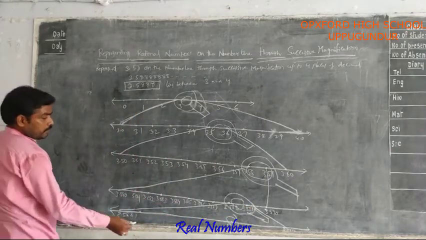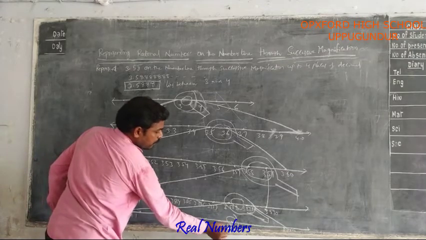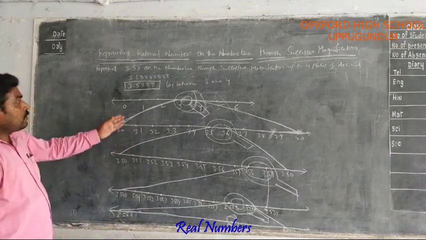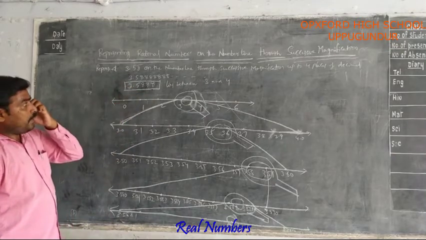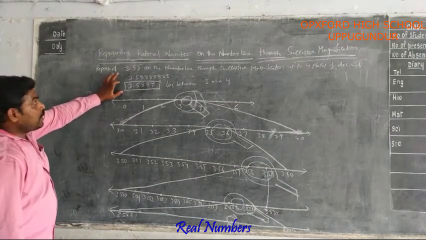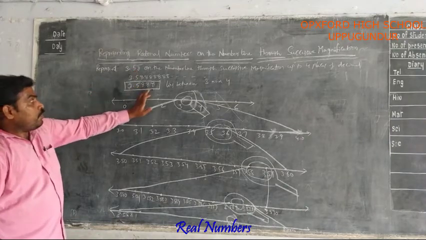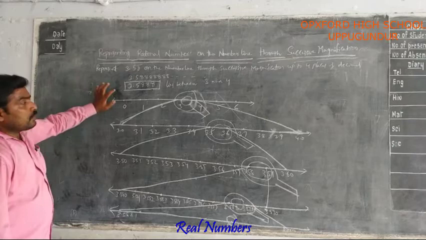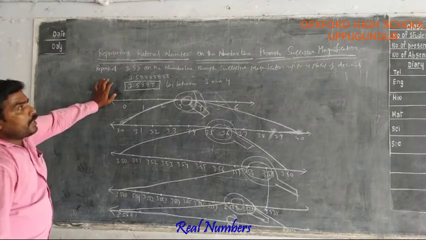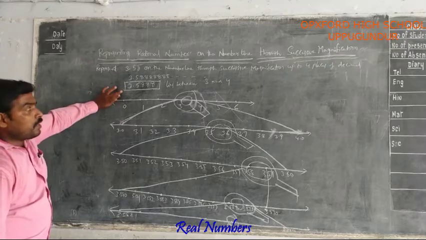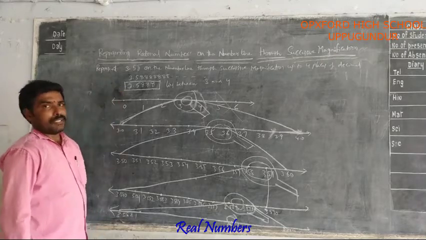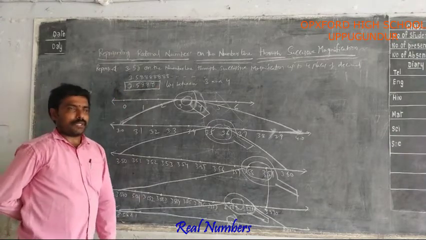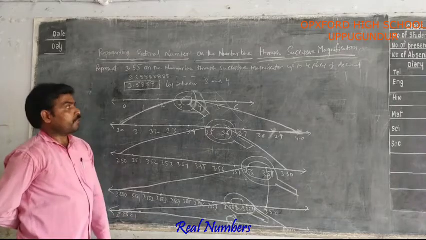Now finally we represent this value 3.58889 here. So in this way you can represent 3.5888, which is a non-terminating repeating decimal, up to 4 places of decimal on the number line through successive magnification. In this way you can represent any rational number, whether it is a terminating decimal or a non-terminating repeating decimal, on the number line through successive magnification.